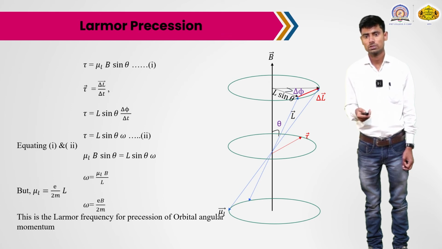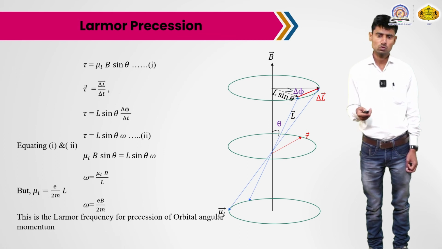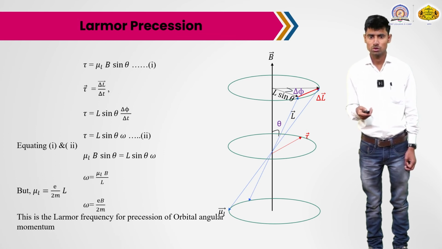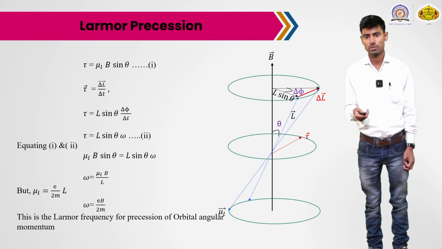Now you can observe equation 1 and equation 2. Equation 1 gives you the torque experienced by the mu L, which is mu L B sin theta, when it is placed in an external magnetic field, and equation 2 gives you the torque which changes the angular momentum, which is L sin theta omega. If you compare these two equations, you will get mu L B sin theta equals L sin theta omega. I will lose my sin theta, and I will get omega equals mu L B by L.